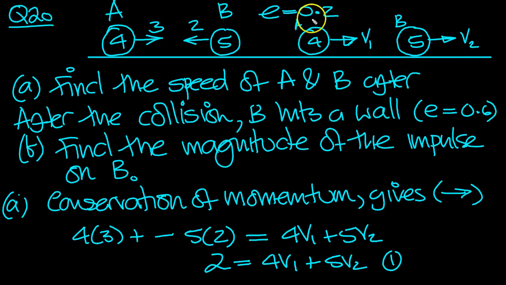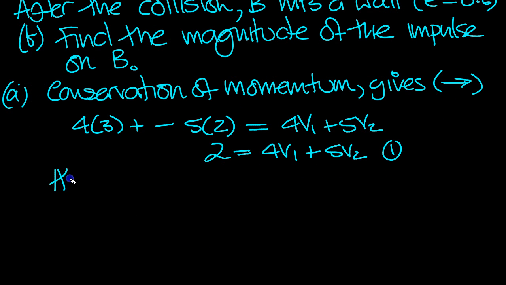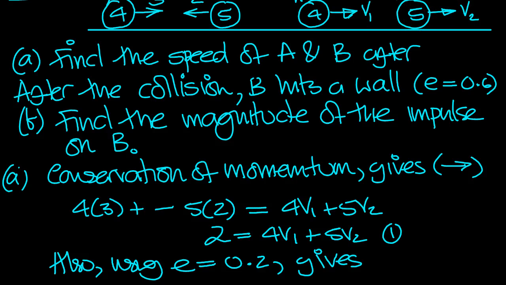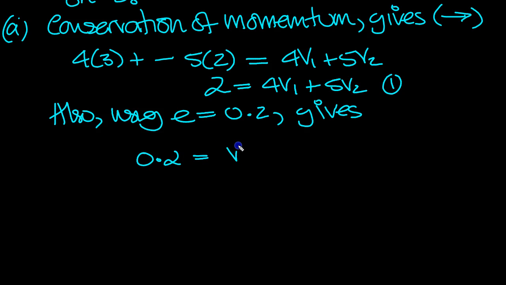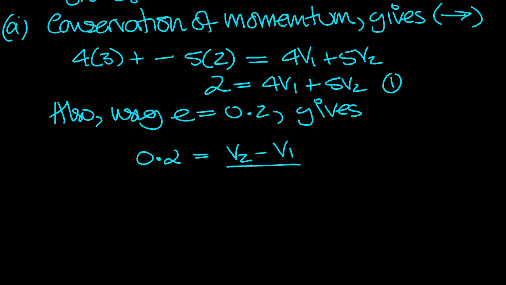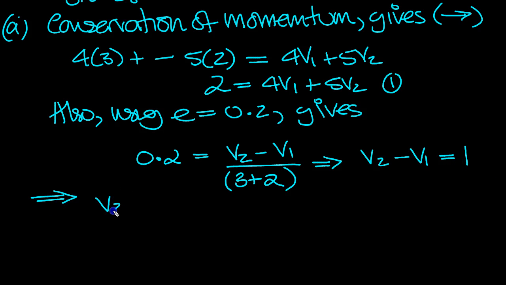Now we know the coefficient of restitution e is 0.2, so the restitution equation gives: the speed they're moving away is V2 minus V1. So 0.2 equals V2 minus V1 divided by the speed they're moving towards each other. And they're moving towards each other at 3 plus 2, isn't it, 5. So V2 minus V1 is equal to 5 times 0.2, which is 1. So that tells us that V2 is equal to 1 plus V1. This is equation 2.